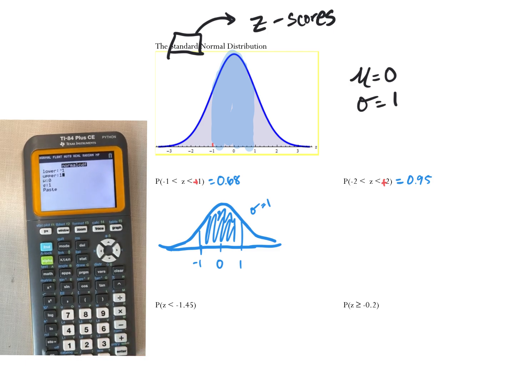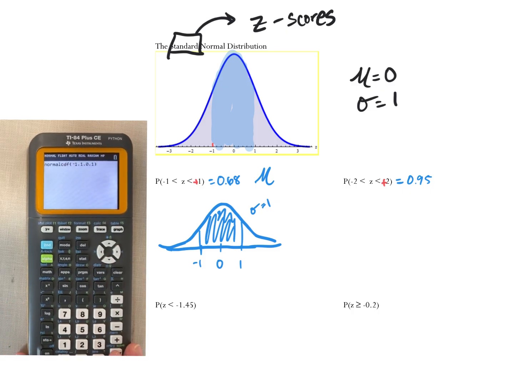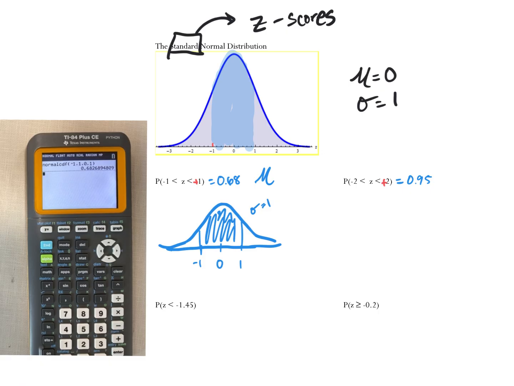That next symbol where it says 0 and 1 automatically is supposed to be the population mean of 0 and standard deviation of 1. It should be pre-programmed in yours. That's where it should start. If not, put in 0 and 1. You're going to go down and hit paste, hit enter, and lo and behold, we got about 68%.